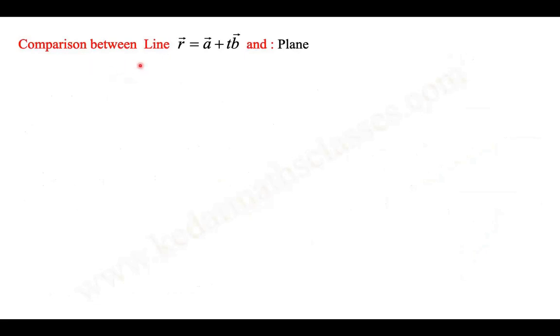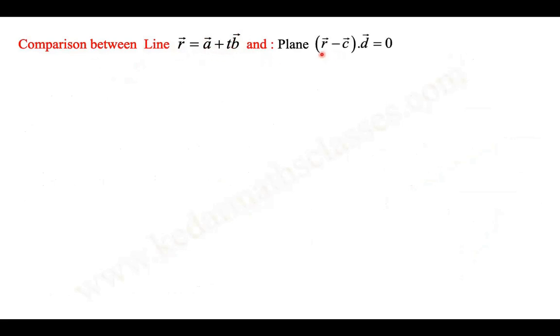Now the comparison between r = a + tb. This is one straight line. What is the characterization of this straight line? It passes through the point A parallel to vector B. Such a straight line and a plane.